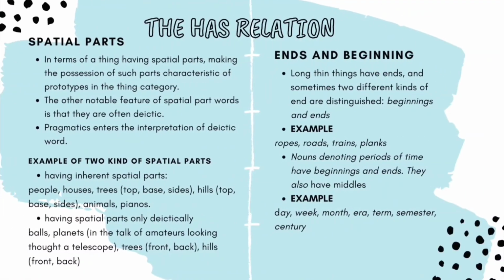Okay. Next, end and beginning. Long, thin things have ends, and sometimes two different kinds of end are distinguished: beginning and end. Okay, a list of some of the things that prototypically have ends is given: ropes, roads, trains, plays. And then nouns denoting periods of time have beginnings and ends. They also have middles. Examples are day, week, month, era, term, semester, century.